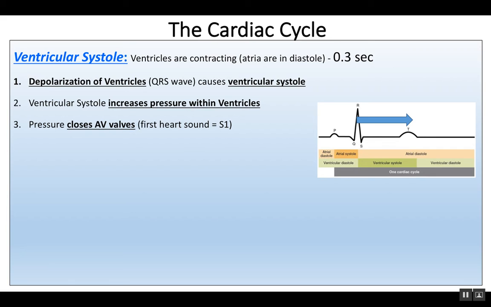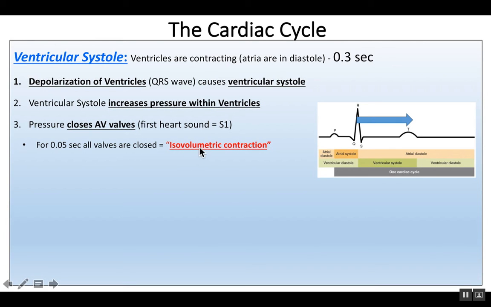It doesn't take much pressure to close the AV valves. That's why this happens almost immediately during ventricular systole. So those AV valves close first. Then there's a moment in time that, since those AV valves closed and the semilunar valves are closed, all valves are closed. We call this isovolumetric contraction.